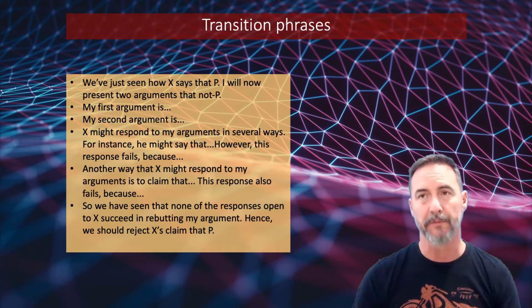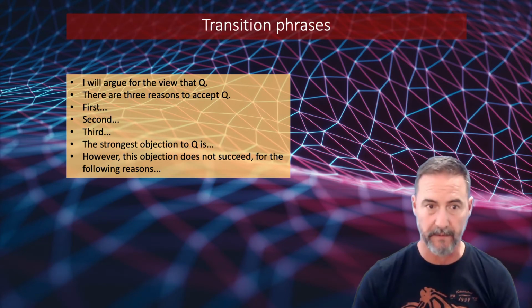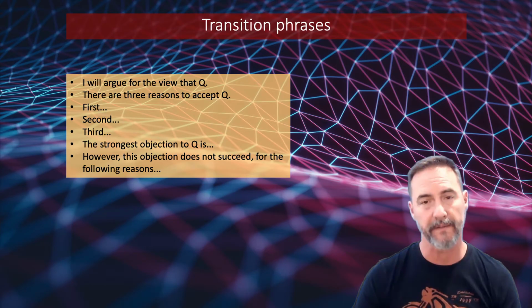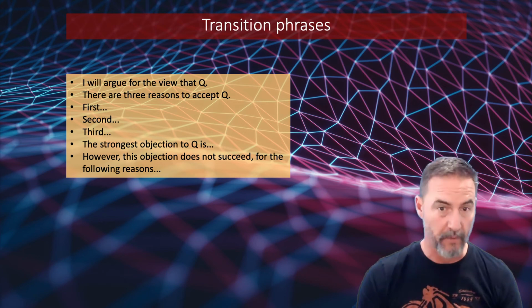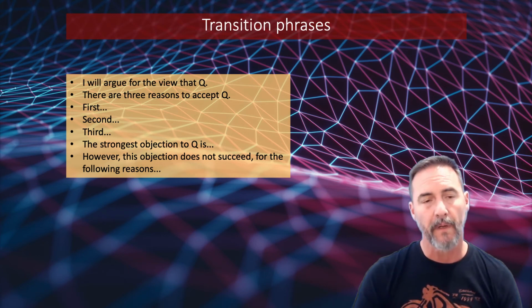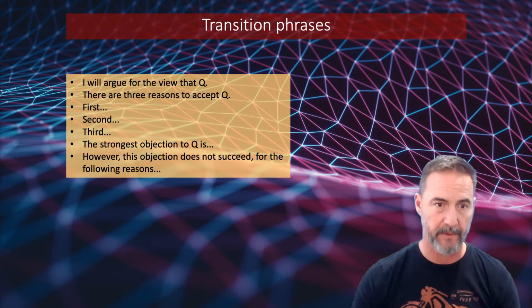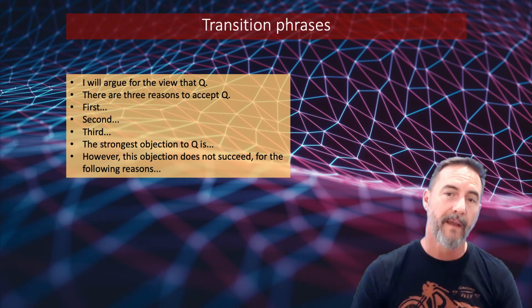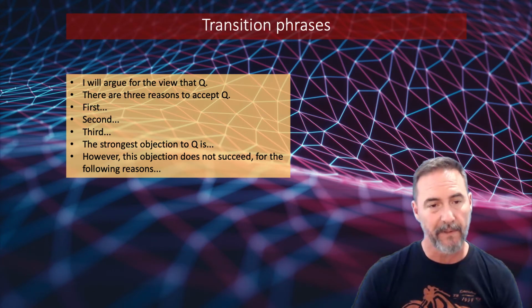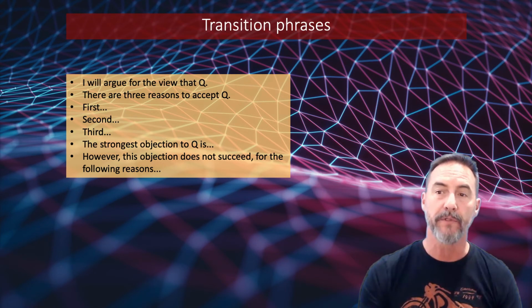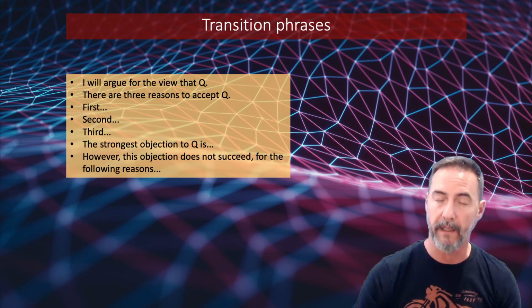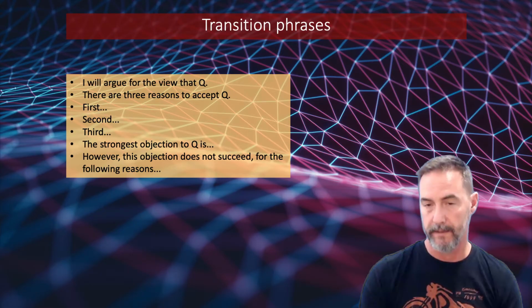To make it as simple as possible, to give you a really simple example, we might have something like this for the structure of a philosophy essay, or a particular kind of philosophy essay. We might say, I will argue for the view that Q, so that's your position, whatever Q is. And you might say there are three reasons to accept this position. First, second, third. And that's all very clear and straightforward. And then you'll say something like, perhaps the strongest objection to Q is. Now that's important because you're introducing a counter-argument. You're introducing something that could potentially derail your argument, and then you're going to show why it doesn't. Point out why that's not the way to go.